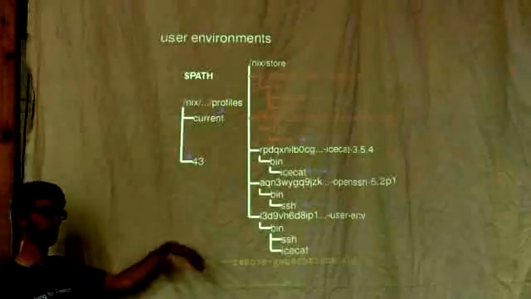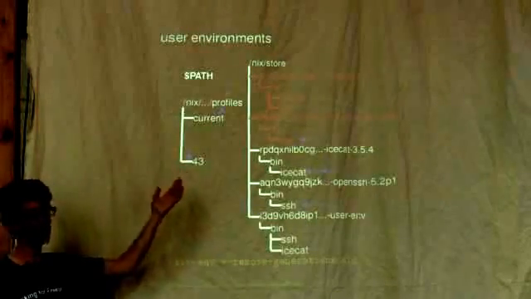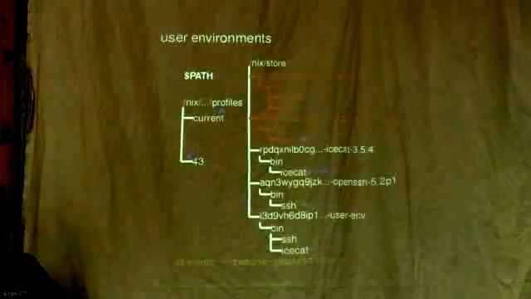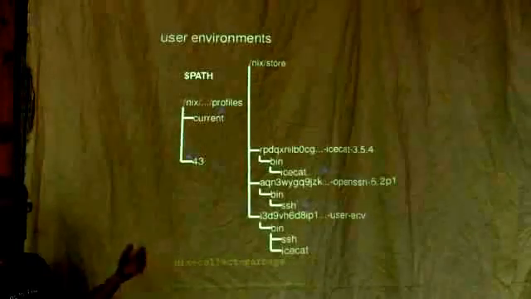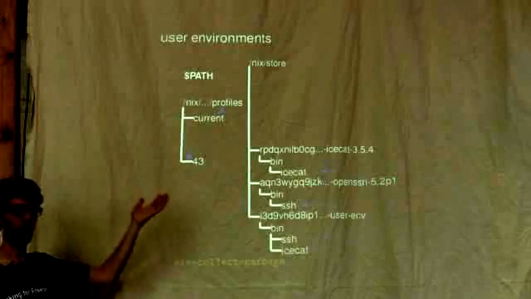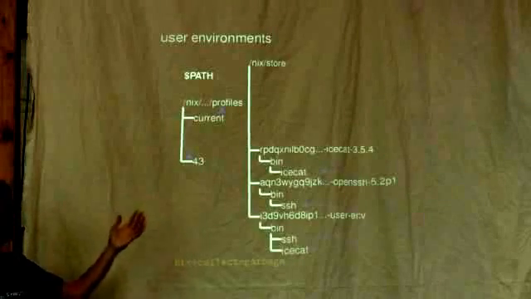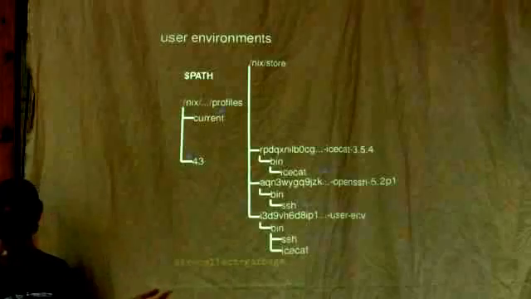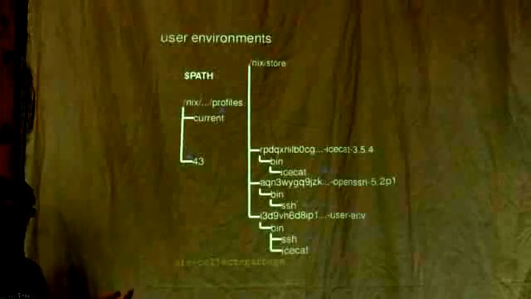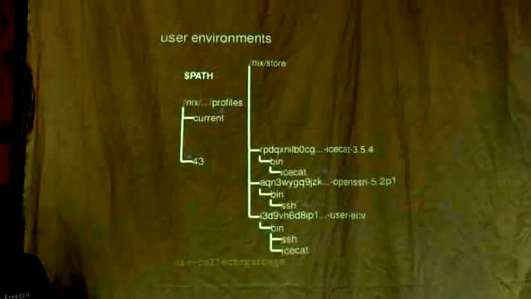Okay, and of course you can remove previous generations if you no longer need them. And eventually you can even run the garbage collector, and if some paths are no longer referenced from anywhere in the system, then they get removed. So that's just like a regular garbage collector thing, but applied to the file system.